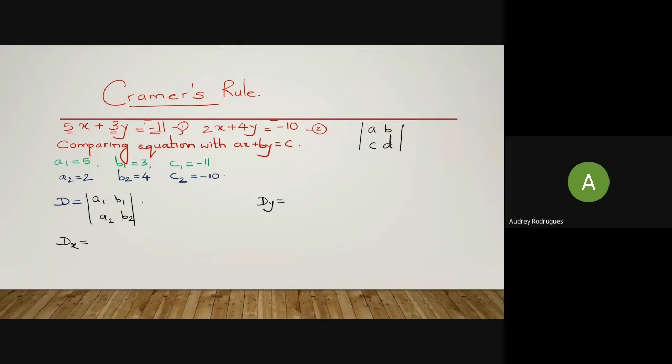Now here we will write, in place of a1, 5, then 3, 2, 4. So how do we calculate? 5 into 4 minus 3 into 2. 20 minus 6. What is the answer for 20 minus 6? 14. Very good. 14.